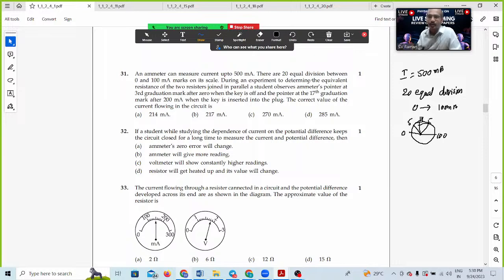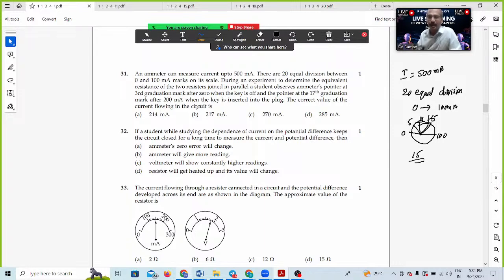During an experiment to determine the equivalent resistance of two resistors joined in parallel, a student observed the ammeter pointer at the third graduation mark. So the third graduation mark is probably 15. So 15 is the third graduation mark after 0. And when the key is off, the pointer is at the 17th graduation mark after 200 milliamperes. When the key is inserted into the plug, the correct value of the current flowing in the circuit is.